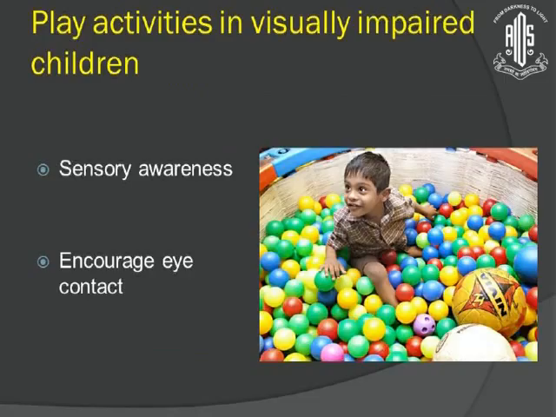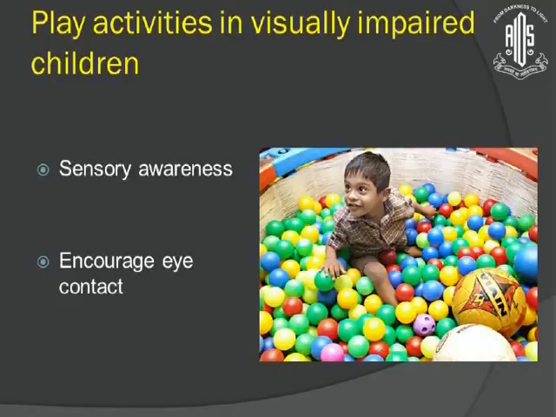Play activities are the most important part of early development of any child. Not only for visually impaired children, but for a visually impaired child, as I told you, interventions are to be started very early, and play has a very important role in introducing many of the concepts. You can note that this child is sitting amidst a lot of colorful balls, and this definitely increases his sensory awareness. So they should be introduced to more colors, more contrast, toys specially designed for them, speaking toys or toys which have some light inside.